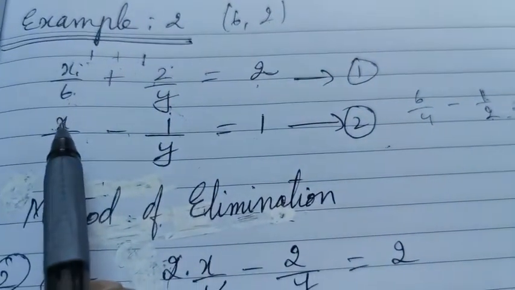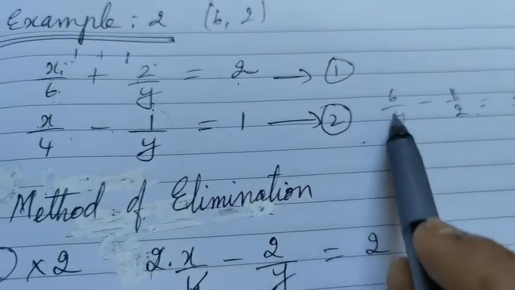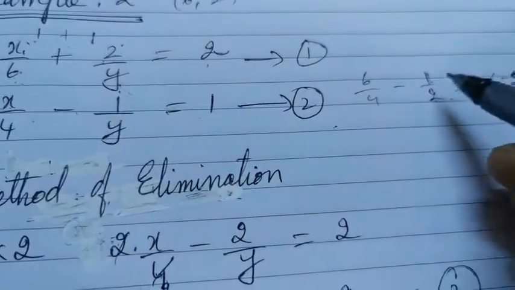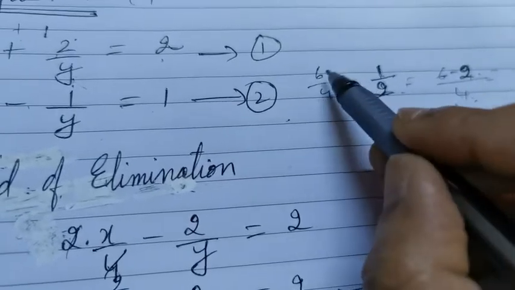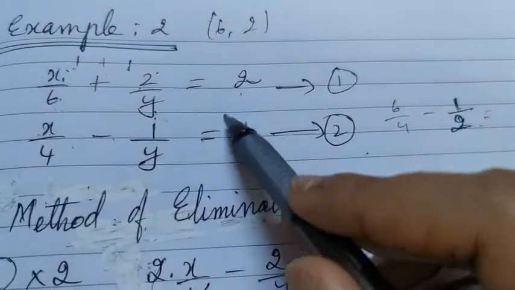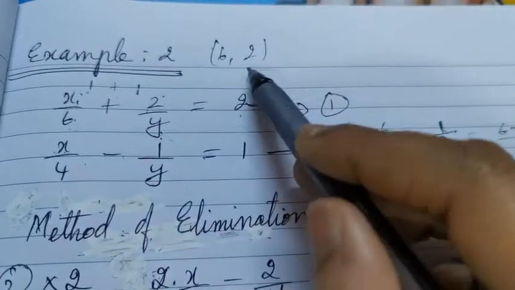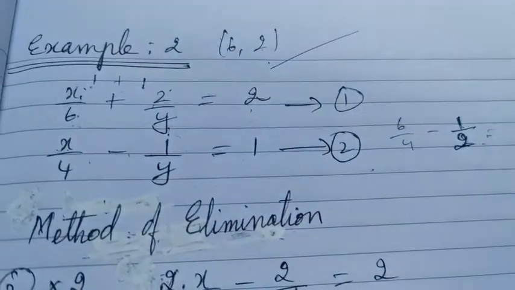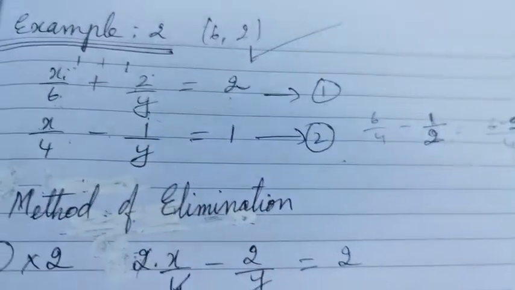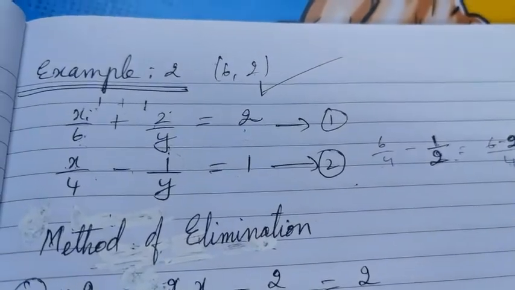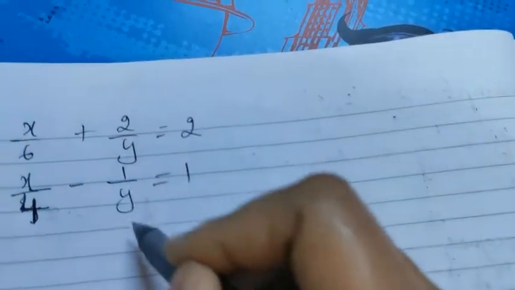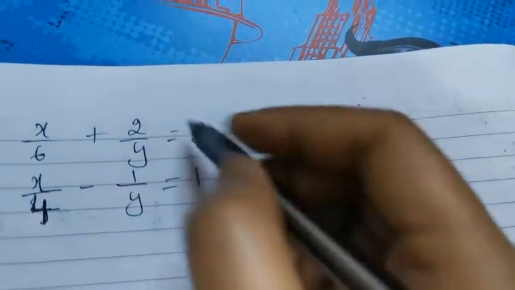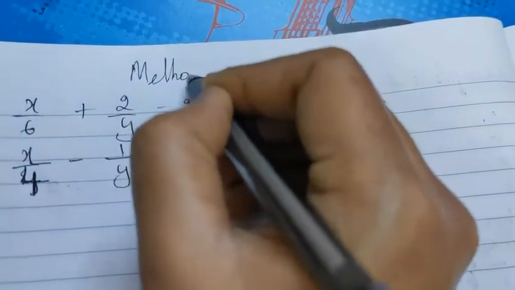So what I did, I substituted the value of x as 6 by 4 minus 1 by 2. So I took the LCM as 4. So I got my answer as 1, which is equal to the right answer. Therefore my solution 6 comma 2 is correct. We will see the same problem. We will find the solution of the same question using method of substitution.